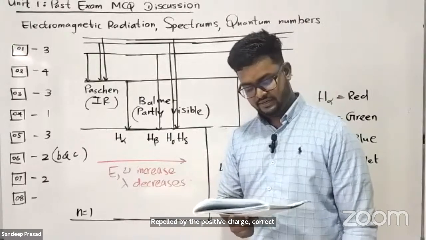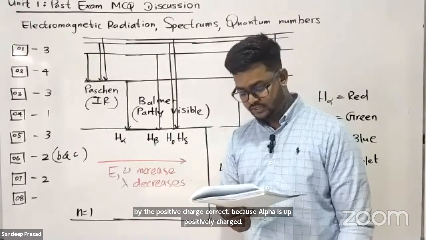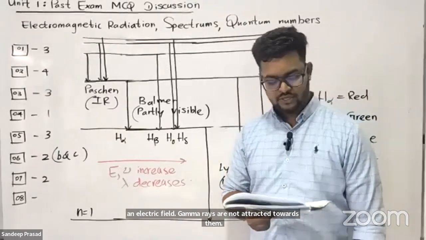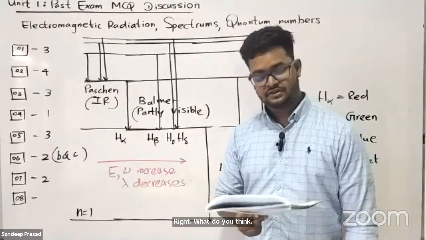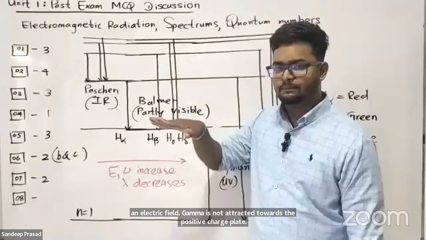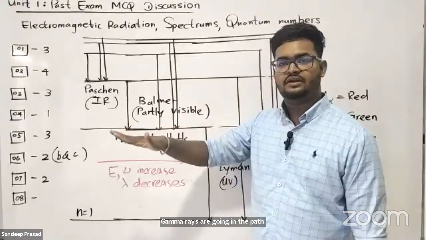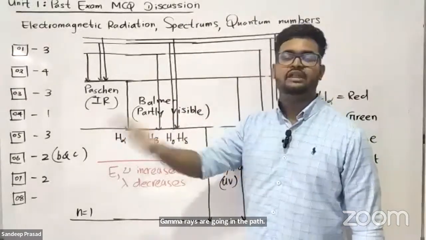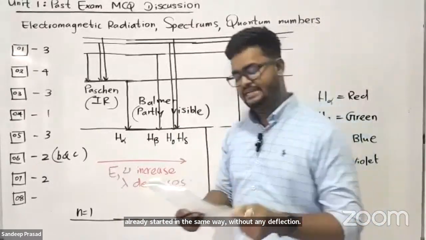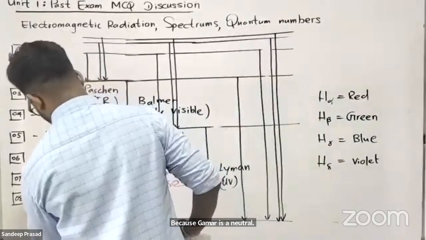In an electric field, gamma rays are not attracted towards the negatively charged plate. Right, what do you think? Gamma rays go along the path they already started on, without any deflection, because gamma rays are neutral. C and D are correct. Question number 8, answer is third.